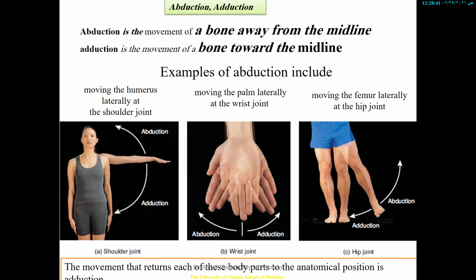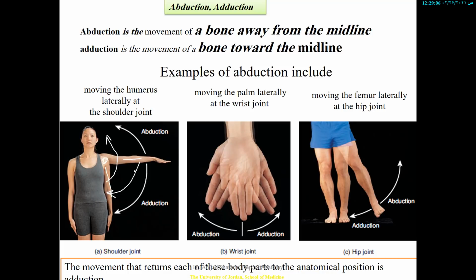Okay, now let's talk about the shoulder joint again. When you move the arm away from the body like this, it is abduction. When you bring it from abduction towards the body, this is adduction. What else?